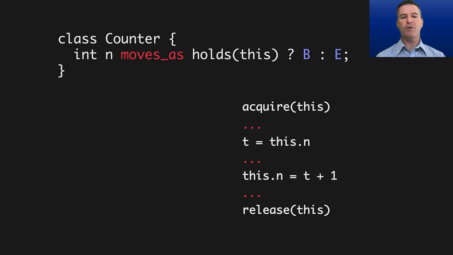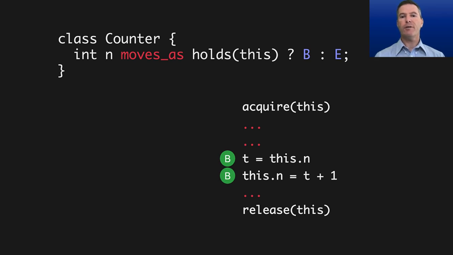Anchor uses this moves-as synchronization specification to perform reduction-based reasoning as follows. This read of n is a both mover, since the lock is held, and the other thread can't hold the lock and so can't access that field. So this both mover read commutes forward in the trace without changing program behavior. Similarly, the write is also a both mover.